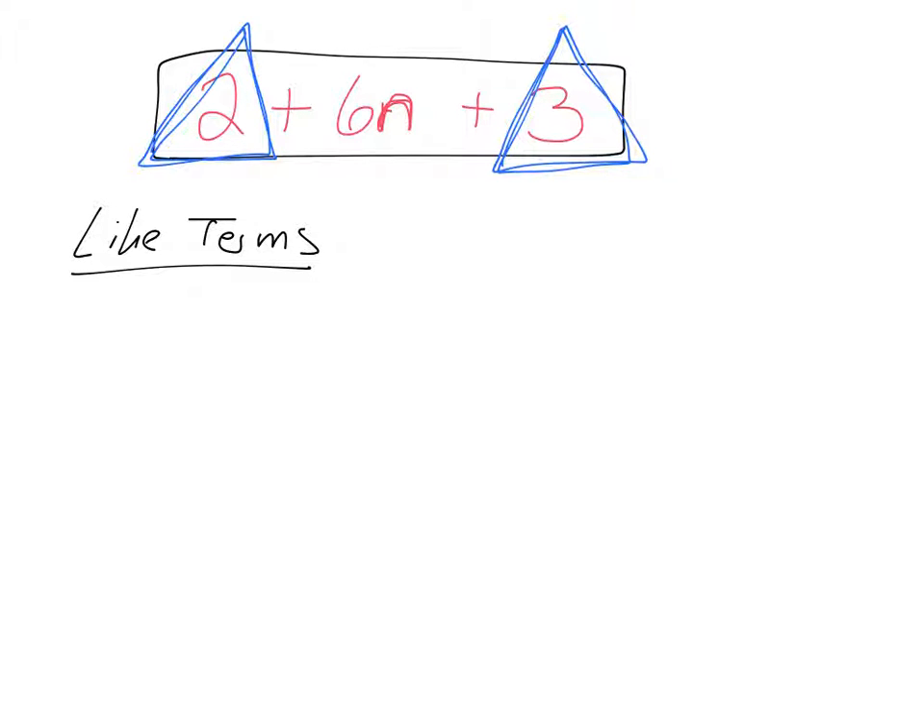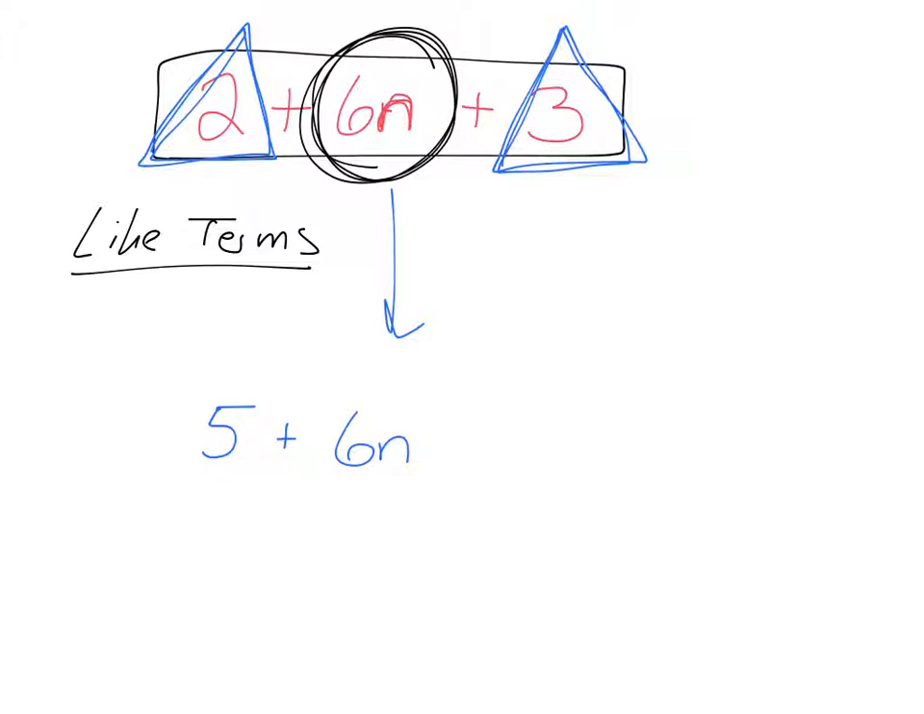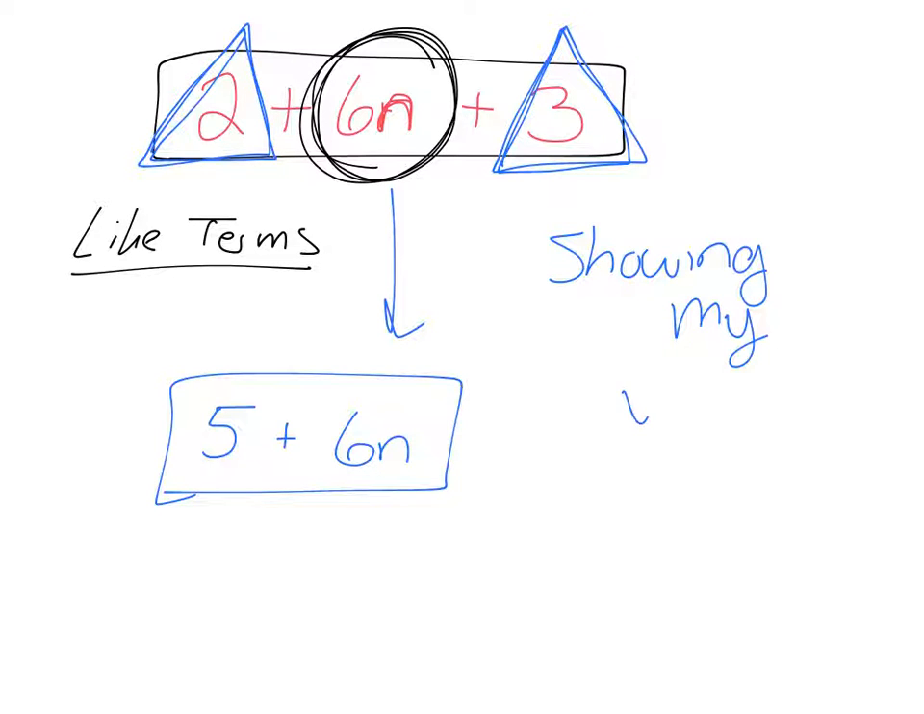Now this 6n in the middle, I'm going to circle that. That's different. Okay? So I can add my triangles, but I can't touch the circle because there's nothing else that can go with it. So I add my triangles. That's 2 plus 3, so that's 5. Everything in here is addition, so I'll just put a plus sign. And I carry down what's left, 6n. So what I've done is I've justified my answer by showing my work. Okay? So that's kind of how this works.